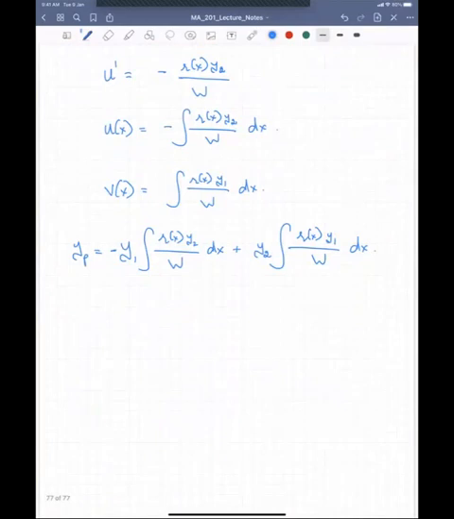Now you might worry about which one you choose as y1 and which one you choose as y2. So let us actually look at a very simple example.